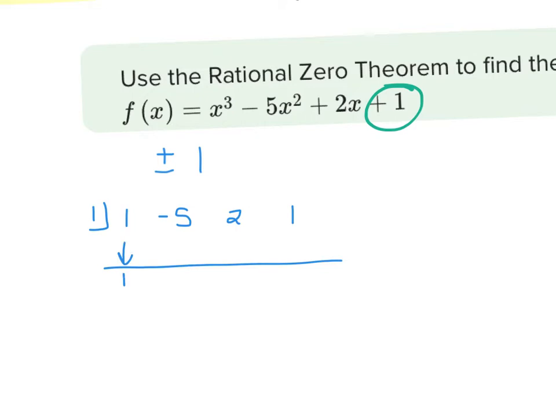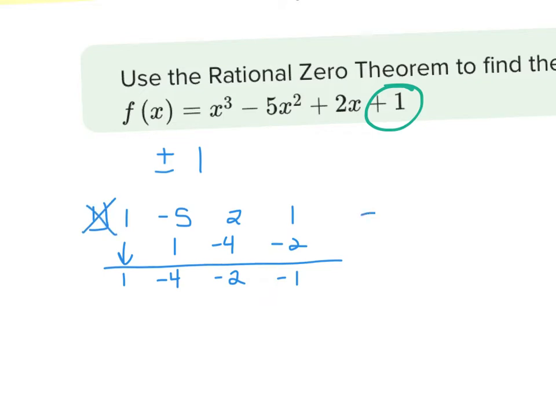Synthetically divide, bring down the 1. So go to the corner. 1 times 1 is 1. Negative 5 and 1 is negative 4. Negative 4 times 1 is negative 4. 2 minus 4 is negative 2. Negative 2 times 1 is negative 2. 1 minus 2, or 1 plus negative 2, is negative 1. Does this factor work? Nope.